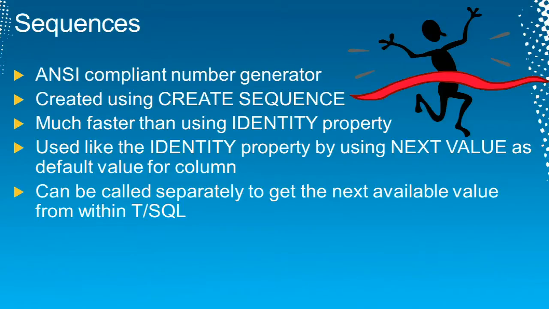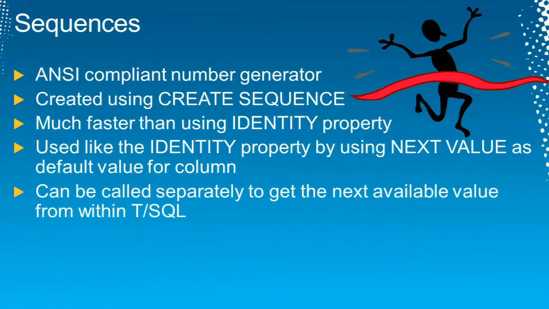So this is going to give you an ANSI compliant sequence number generator. So your code that runs on Oracle that uses sequences will now run on SQL Server. I mean, all the PL stuff won't work, but the sequence part will work at least. We have a create sequence command, and we have an alter sequence command. So this is going to be much, much faster than identity because of the way that it works under the hood.